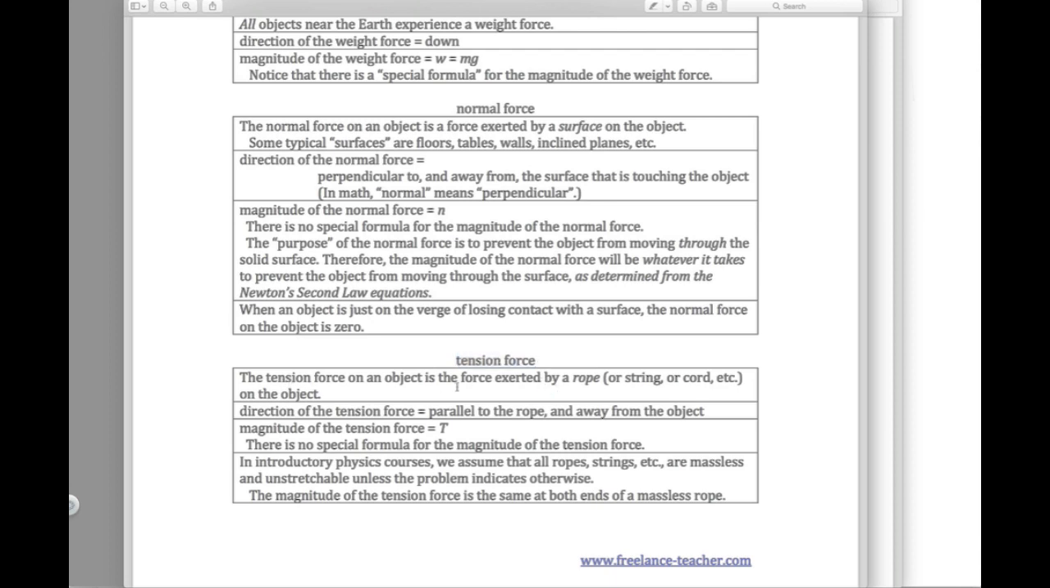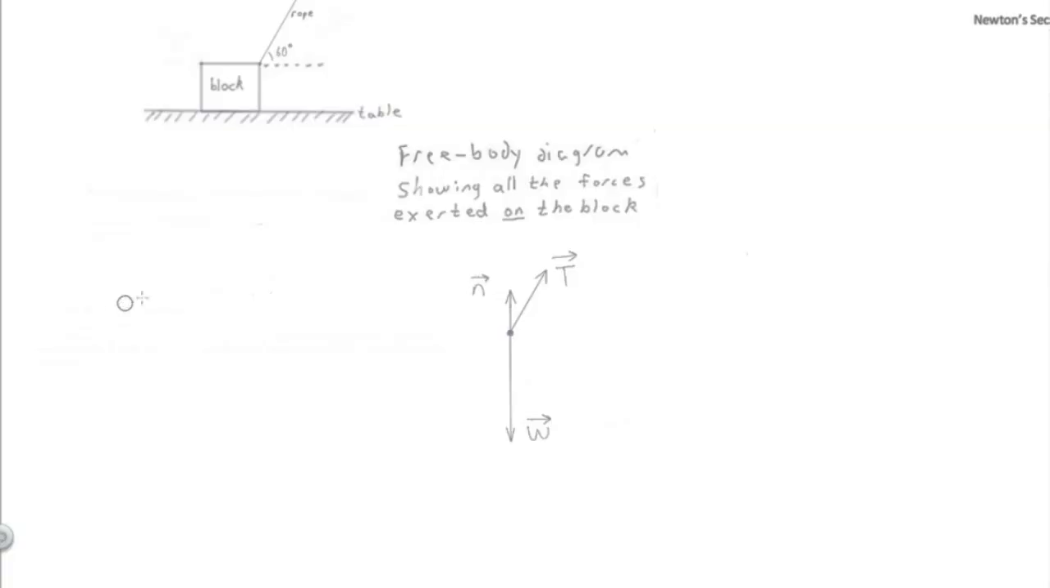You need to memorize these facts about the tension force. The tension force is the force exerted by a rope or a string or a cord, etc., on an object, and you need to memorize this rule for figuring out the direction of the tension force: parallel to the rope, pointing away from the object. Are there any other forces being exerted on this block? Are there any other forces on the block? Well, we should ask, is there anything else that is touching the block?